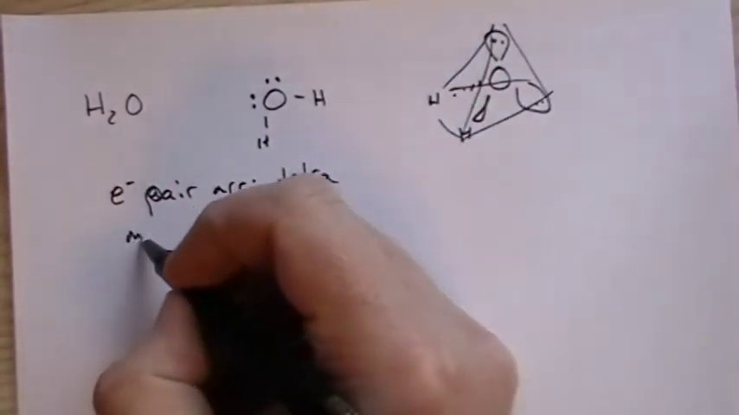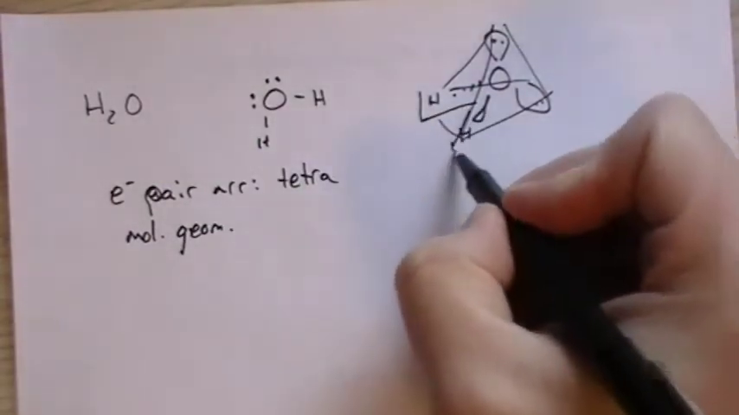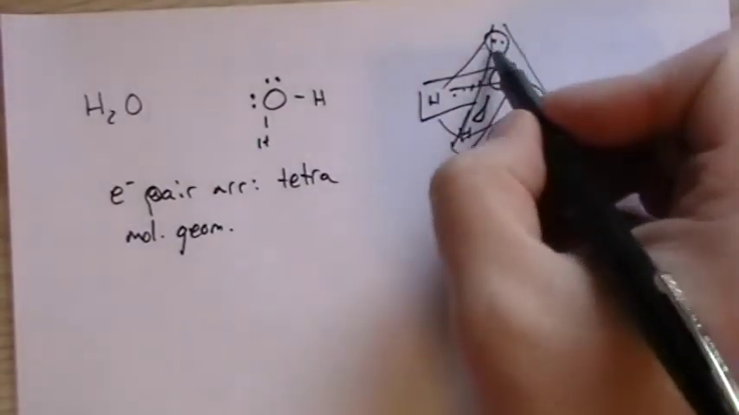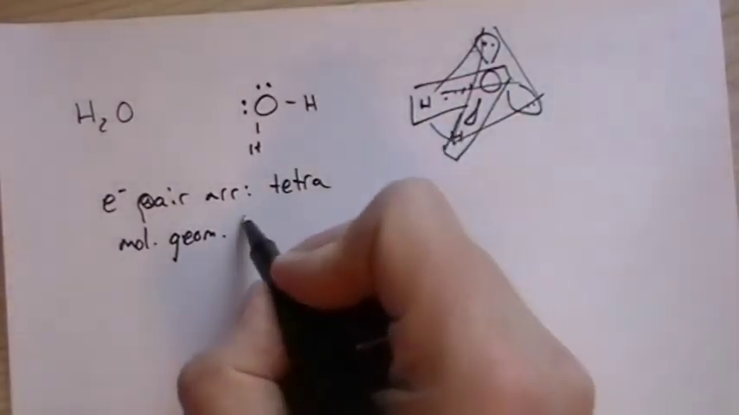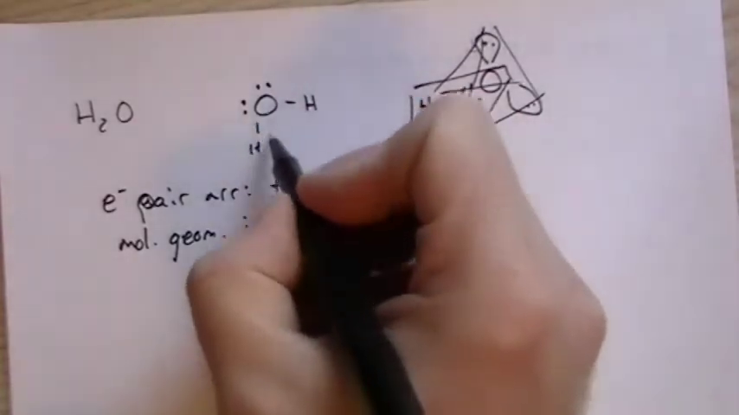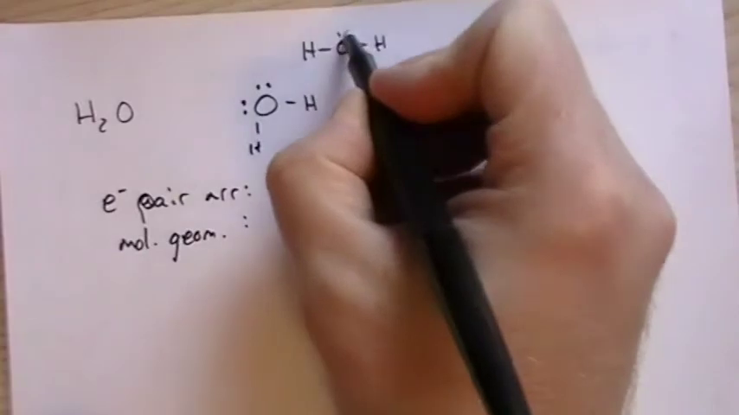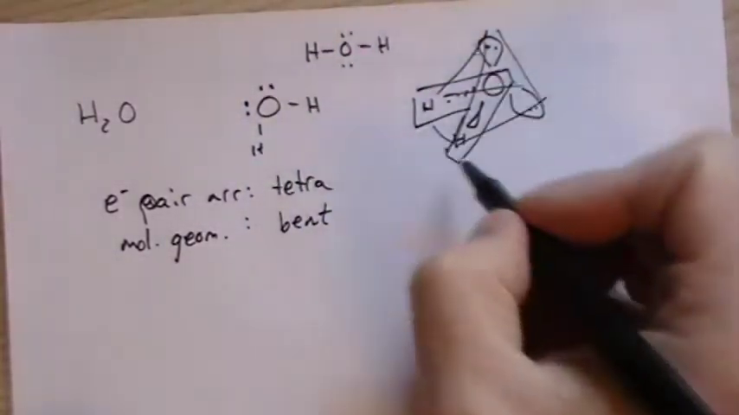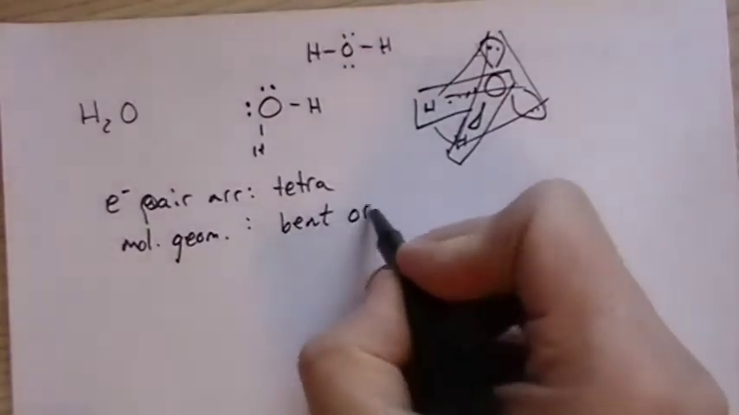But for the molecular geometry, we have to just go with the atoms. We don't worry about the electron pairs with the molecular geometry, because the molecular geometry is based off of the big masses of the nuclei, so this is going to be bent. And when I draw the Lewis structure of water, I almost always draw it bent because I know that that's what it is, but you can certainly draw it like this. But once you put it into its true structure, you have to show that it's bent or angular.